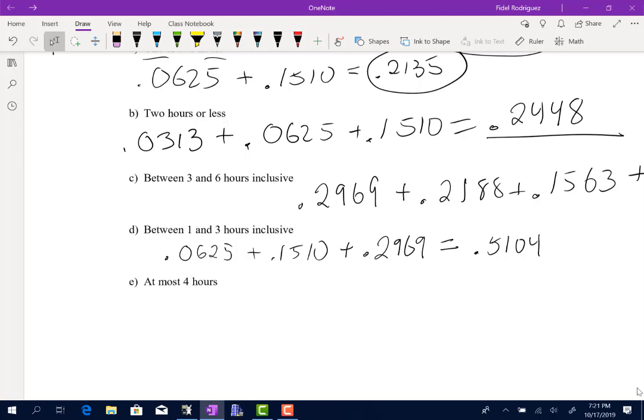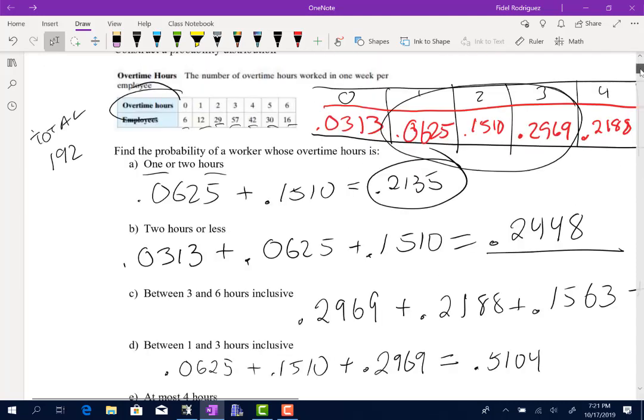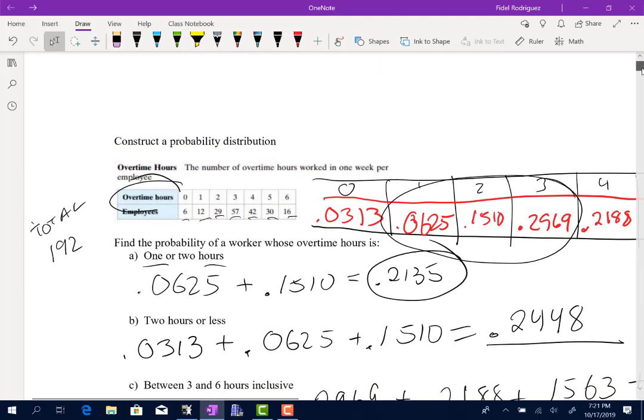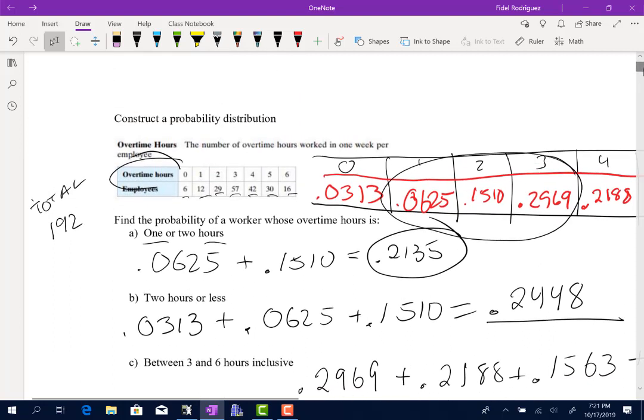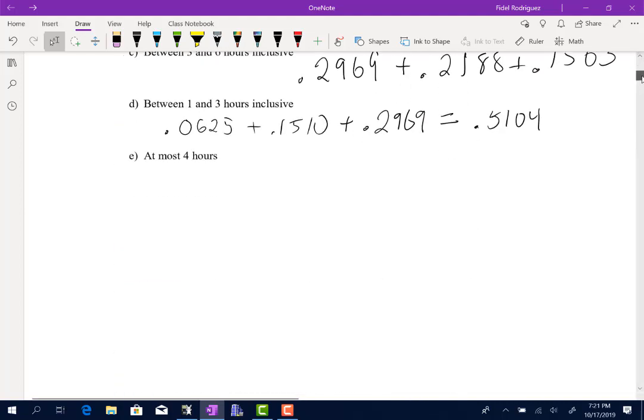Yeah. Okay, so guys, the next part here says at most 4 hours. So what does at most 4 hours mean? 0, 1, 2, 3, 4, right? That's what at most 4 hours means, right? So 0 through 4.